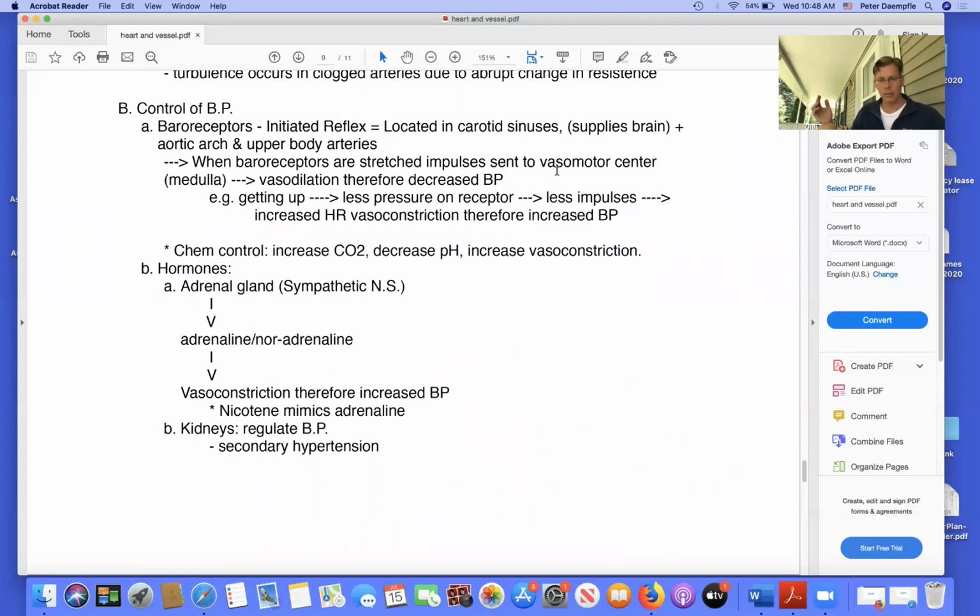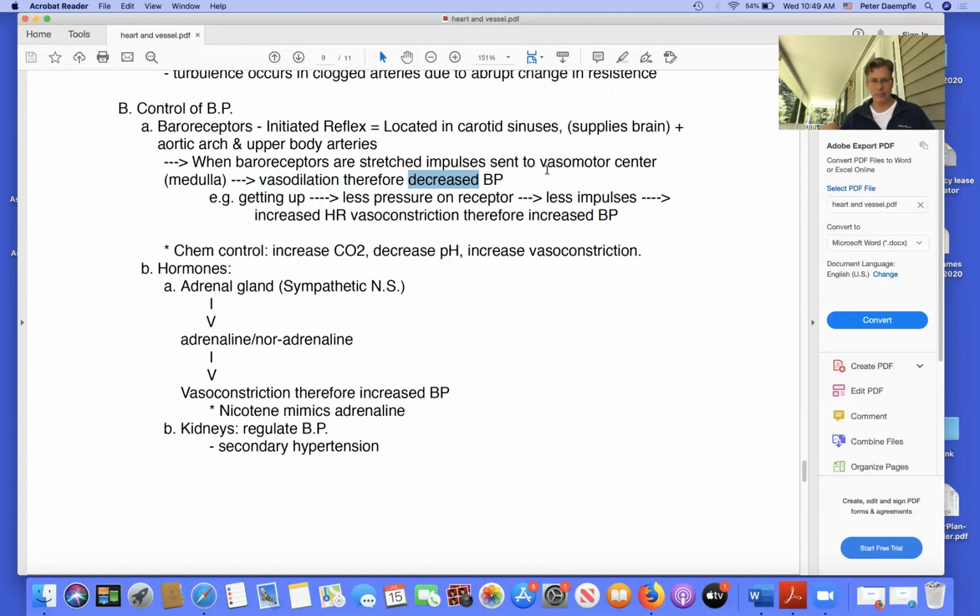How do we control it? Number one, we call it baroreceptors. There are little receptors in the carotid sinuses of the neck, the aortic arch, upper body arteries, various places. These are receptors that detect pressure. I repeat, baroreceptors are receptors in these areas that detect pressure, and when they are stretched, they send an electrical impulse to the medulla, saying the blood pressure is too big, and the medulla, or the vasomotor center, sends out messages to vasodilate and decrease the blood pressure and make the blood vessels wider.